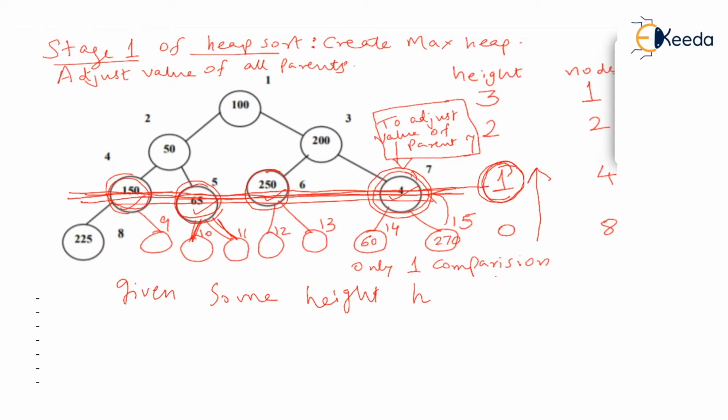Yes, for fixing every node, only one comparison. That is h comparisons; h is 1 at the moment. h comparisons were taken to fix every node, isn't it? But how many nodes are there at this height? Yes, the number of nodes at this height.